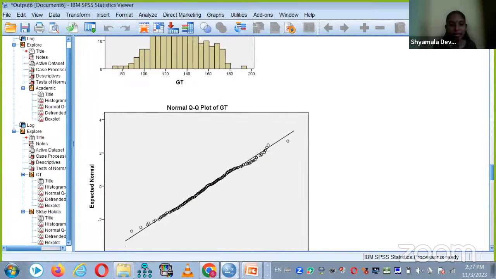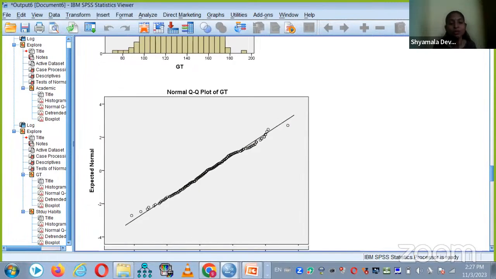If you check this QQ plot, this is also very important. In the QQ plot, the marked plots should coincide with the straight line. If we go along with the straight line, it means the data is normally distributed. If it does not go with the straight line, it means it is asymmetrical or not normal.